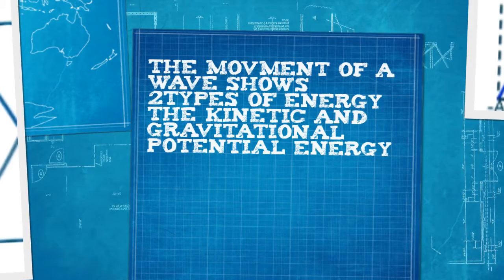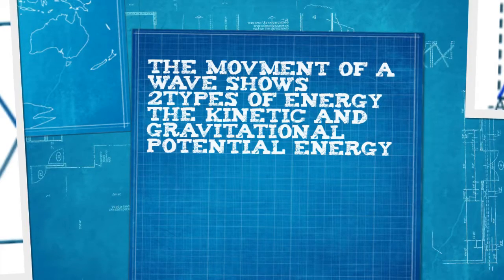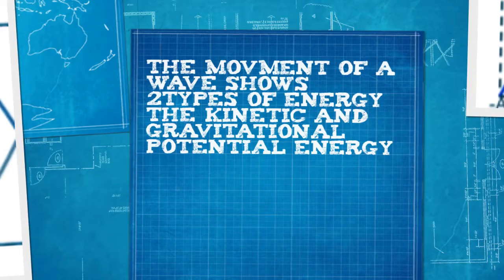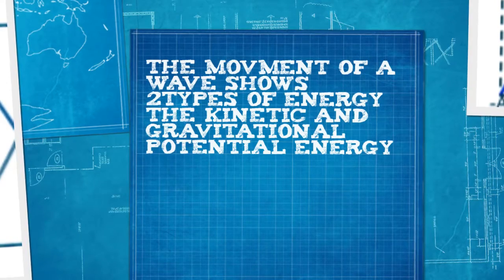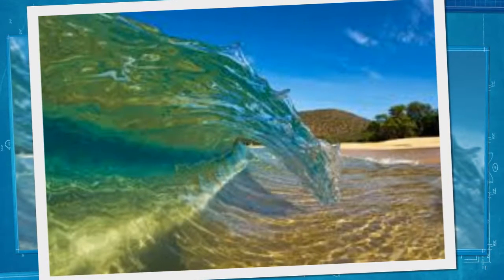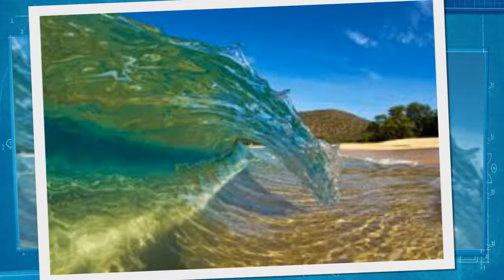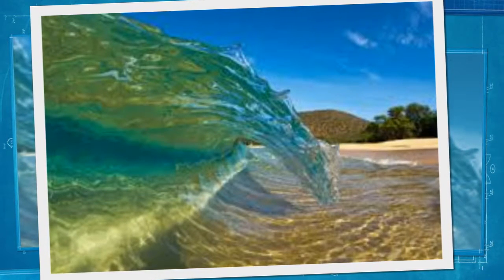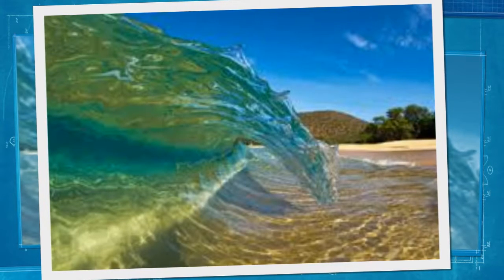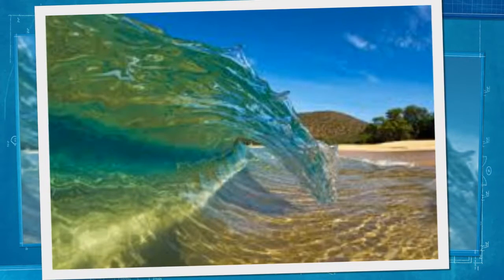The movement of a wave shows two types of energy, the kinetic and the gravitational potential energy. The kinetic energy is shown in the force that the wave has to rise, and then the gravitational potential is the potential energy that is stored for the wave to go down, and the gravity that it includes.